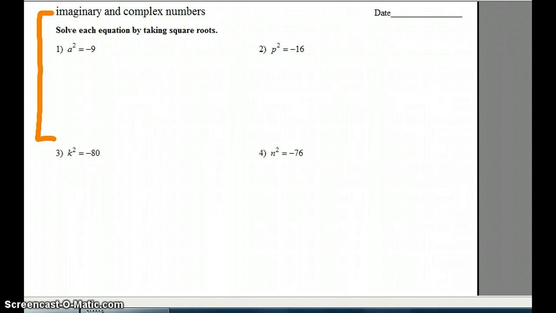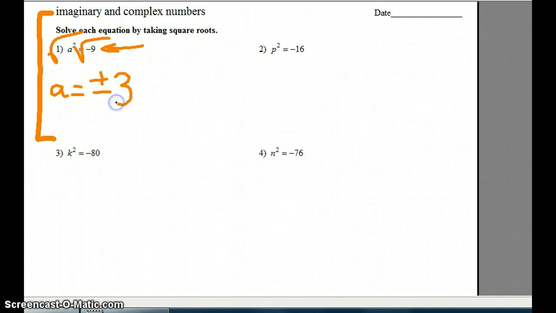So in the past, when we have a quadratic, we take the square root of both sides and we get a equals plus or minus. And if this were a positive 9, we would get a equals plus or minus 3. But now if we take the square root of negative 9, we've called that undefined before. But we're going to introduce a new number, and that's called an imaginary number.